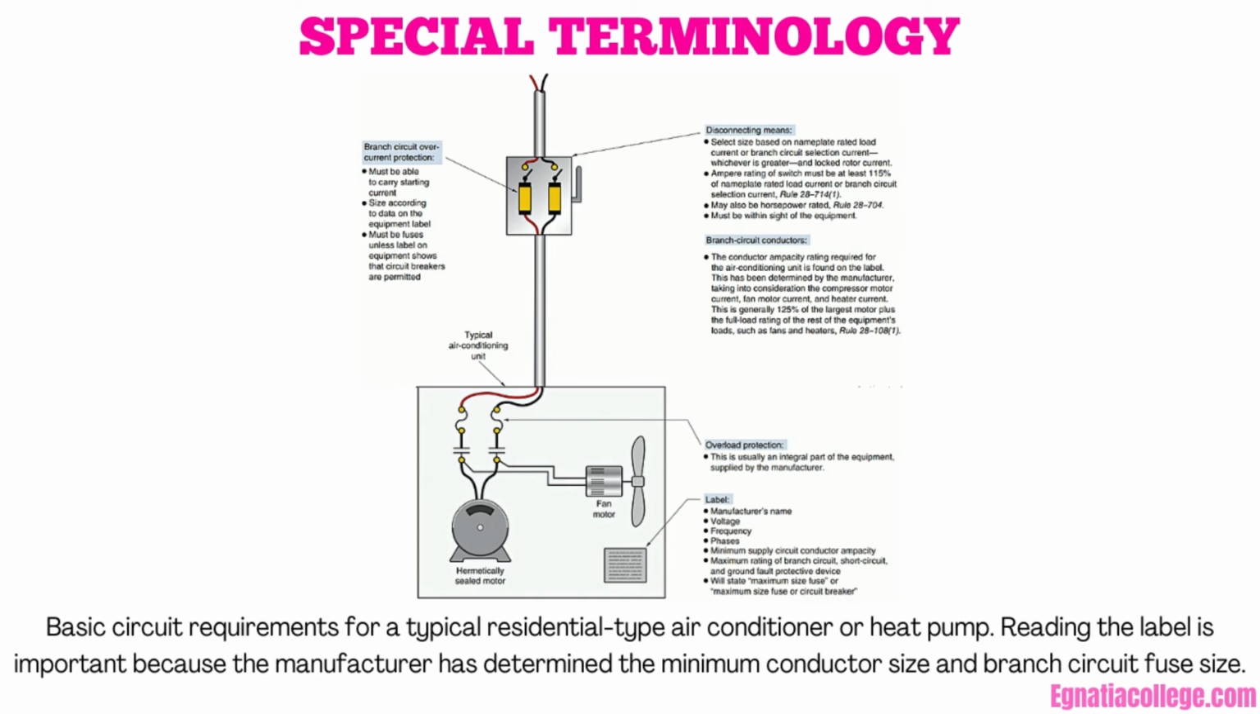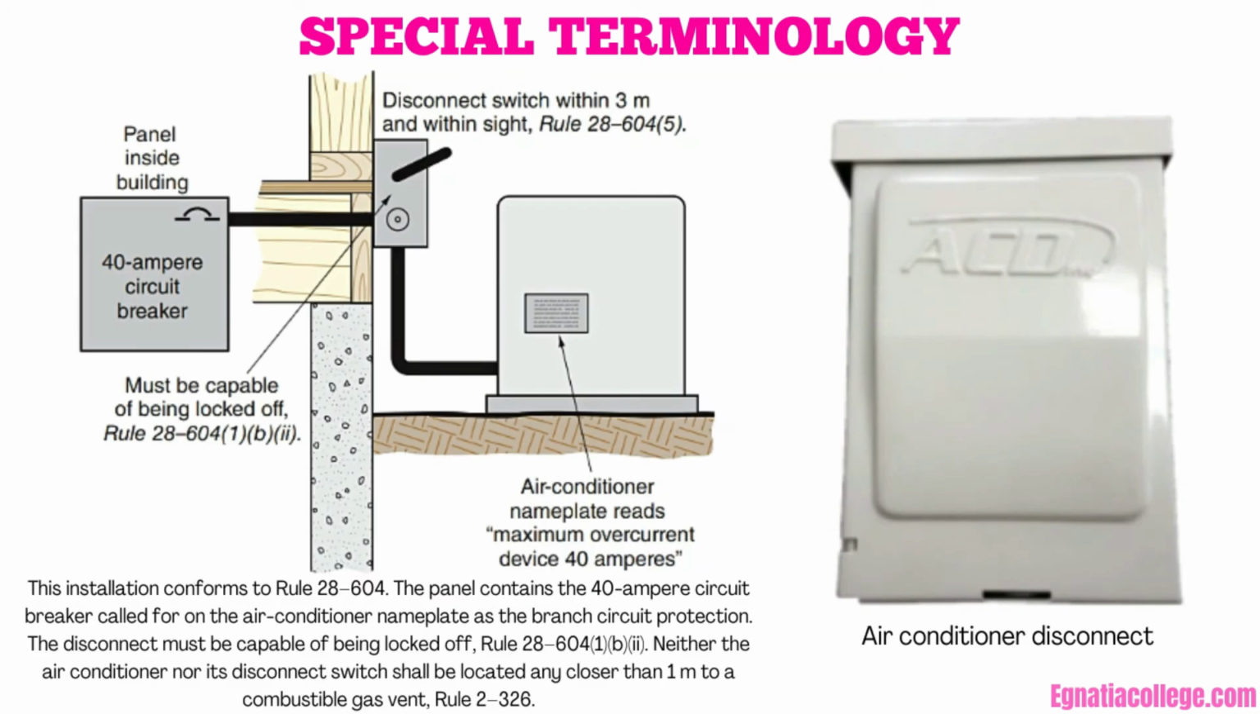Rule 2-100-5 requires that approved equipment be used only in accordance with instructions included in the original approval of the equipment. For example, the nameplate of an air conditioning unit reads maximum size fuse 40 amperes, so only 40 ampere fuses can be used. 40 ampere circuit breakers are not permitted. If the nameplate called for maximum overcurrent protection, either fuses or circuit breakers could be used.